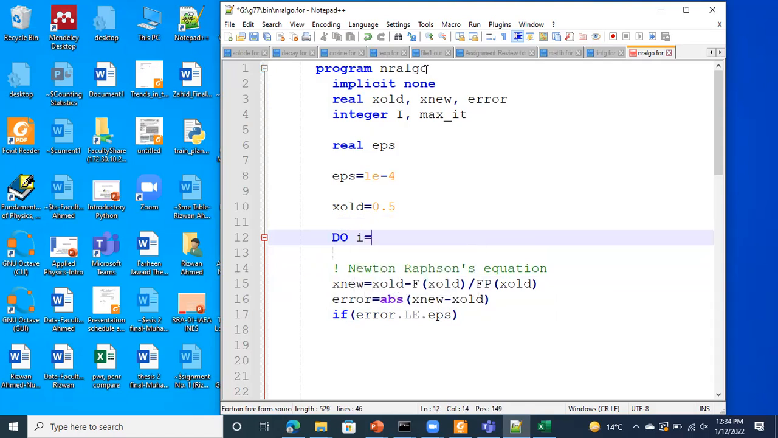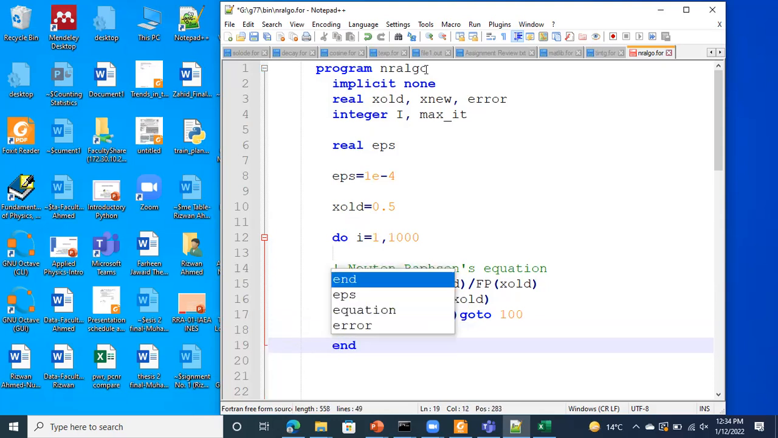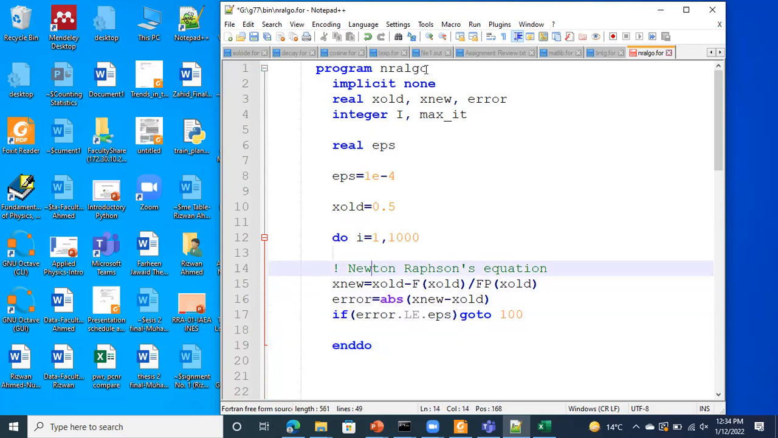Do I varies from 1 up to 1000, right? So I is the iteration number. And right here, if the error is less than or equal to epsilon, then break this loop, right? So to break the loop in FORTRAN 77, we have to write a statement: go to 100, and else it should keep on performing the calculation. And I have written in the slightly newer style of FORTRAN.